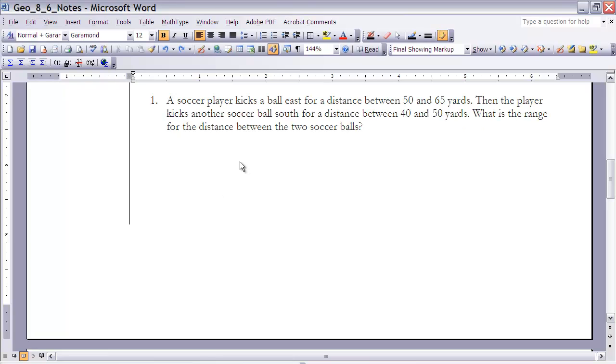Okay, let's look at example 1 here. It says a soccer player kicks a ball east for a distance between 50 and 65 yards. Then the player kicks another soccer ball south for a distance between 40 and 50 yards. What is the range for the distances between the two balls?